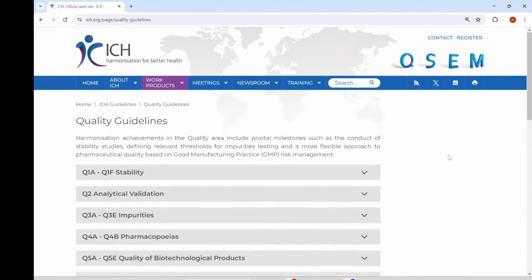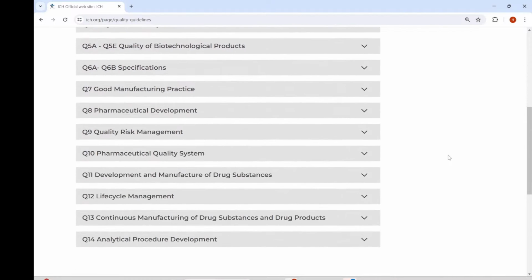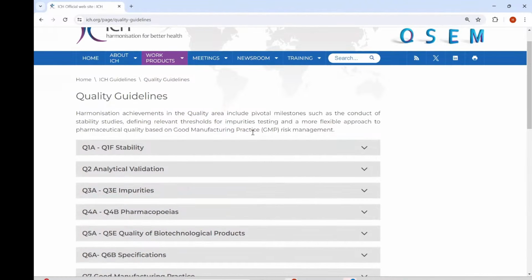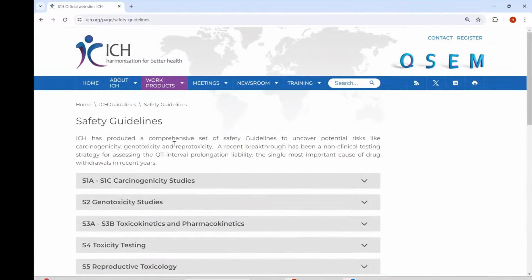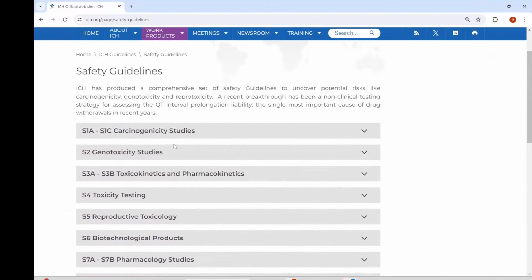Under quality guidelines, we have Q1 starting, and you have until Q14. So there are 14 guidelines under quality, which mainly look into the GMP. And under safety guidelines, we have almost 12 guidelines, where our main aspect is to look out for the carcinogenicity, genotoxicity, and reprotoxicity of the drug molecule.